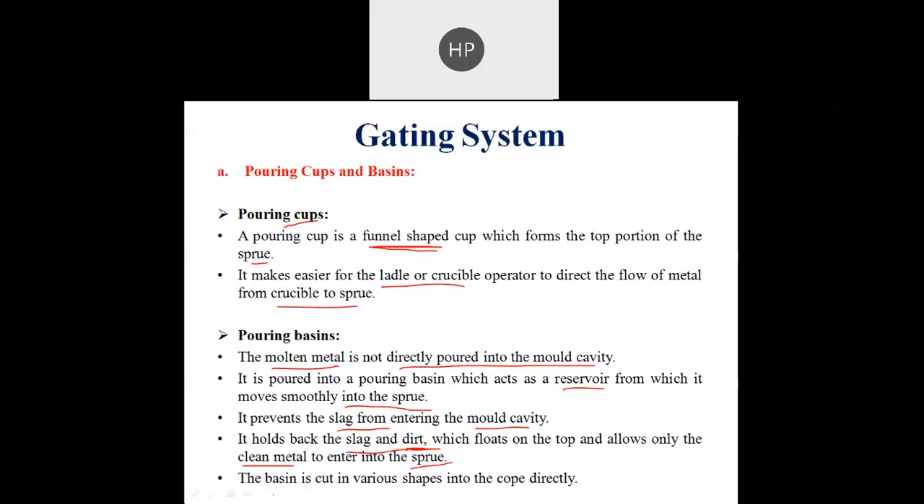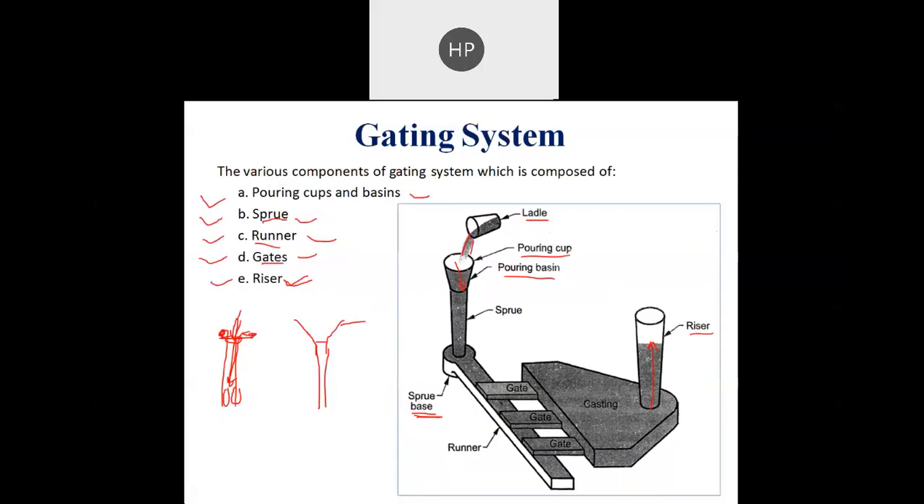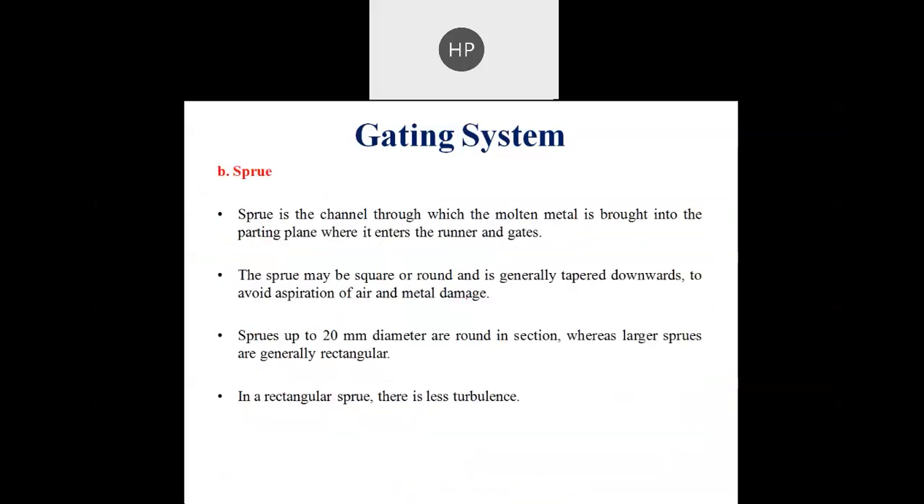And the basin is cut in various shapes into the cope directly. Sometimes we can make a separate sprue and a separate basin, and in some cases it will be an integrated part of the basin. It may depend upon the requirement. It may be separately made, or it may be an integrated part of the sprue itself. So that depends upon the requirement.